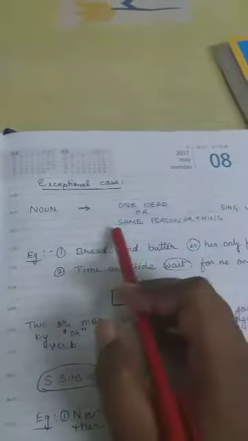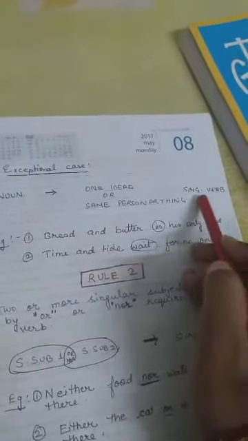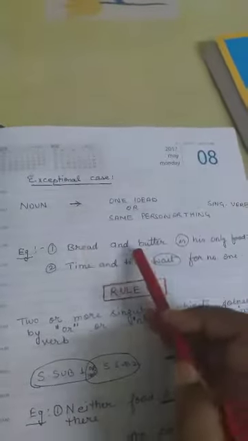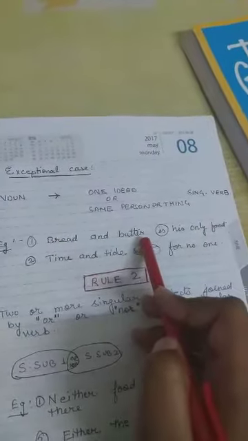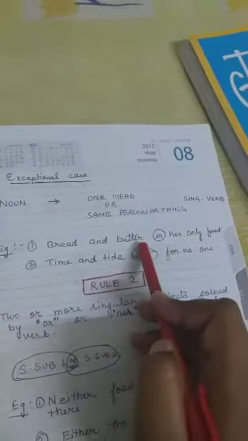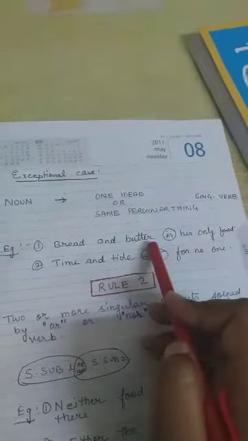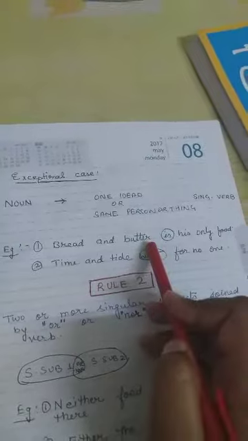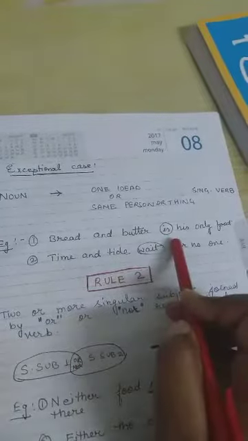But children, there is an exceptional case in this rule. What's that? When a noun gives one idea, or the same person or thing is talked about, or you get an idea of one person or thing in the noun, then we use the singular verb. Okay, let's look at the example. Bread and butter is his only food. Now bread and butter gives the one idea about a food. Like if I say I earn my bread and butter from this institution, it means I am getting my food from this institution. That means money. Okay, similarly, bread and butter gives you one idea, that's food. So what verb have we used?